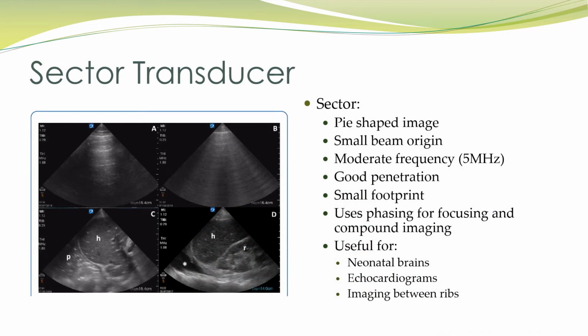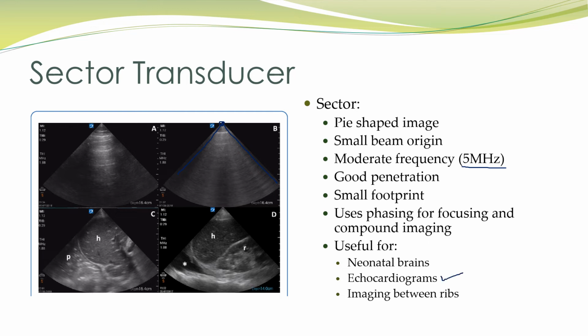The next type of transducer is a sector transducer. A sector transducer really has a pinpoint origin, and then it emits sound waves out in a pie shape. These are usually moderate frequency, around 5 megahertz, kind of like we had with our curvilinear. They have good penetration because of that moderate frequency. What's nice about these is they have a very small footprint. They can also use phasing to help them focus and operate with compound imaging. These work very well for a number of different things.